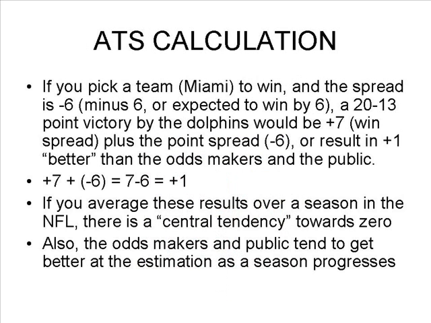So all NFL games have a spread to win against them, and sometimes it's a positive number for the losing team and it's a negative number for the winning team. In this particular case, Miami was -6, so they're supposed to win by 6. I came up with a result where they won by 7 points. Therefore, what I did for a calculation is combine those two together and say that the Dolphins won by +1 against what the betting public and the odds makers had thought.